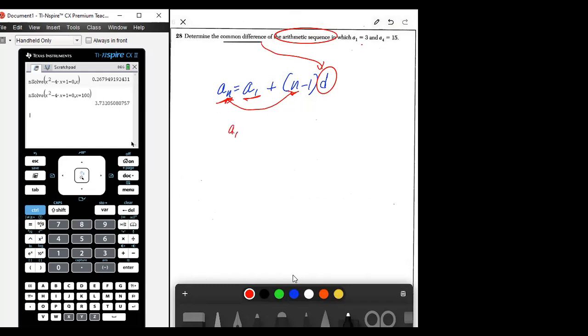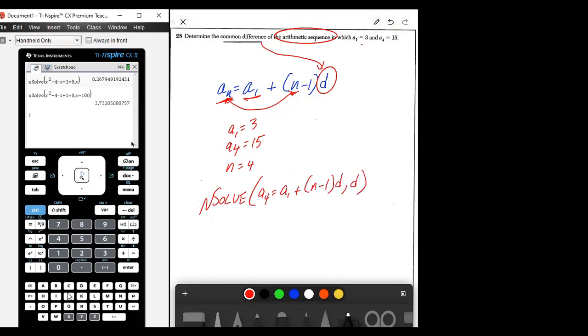So we're going to say a sub 1 is 3. We're going to say a sub 4 is 15. That also means that n is 4. And so let's just do this. Actually, what I'm going to do is now I'm going to do nSolve, and I'm going to use this formula. I'm going to say a4 equals a1 plus n minus 1, and then I'm going to solve for D.